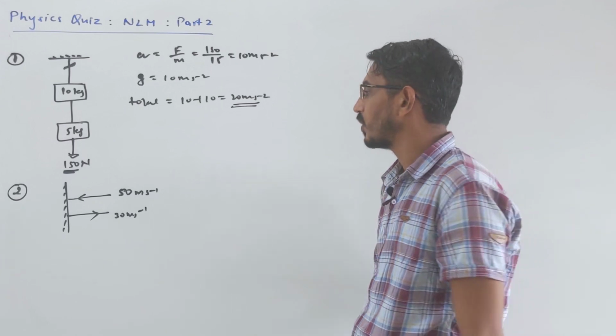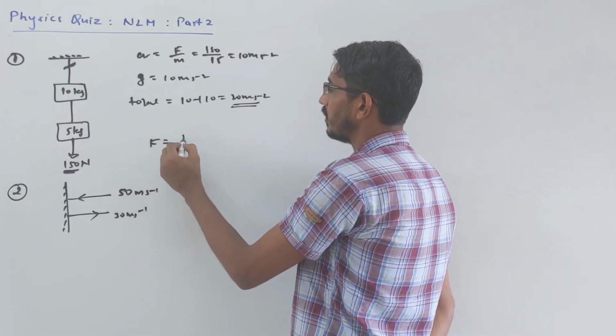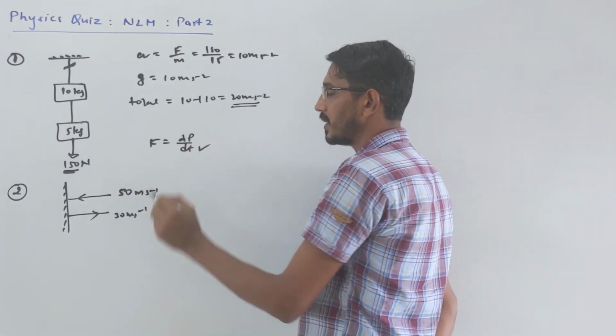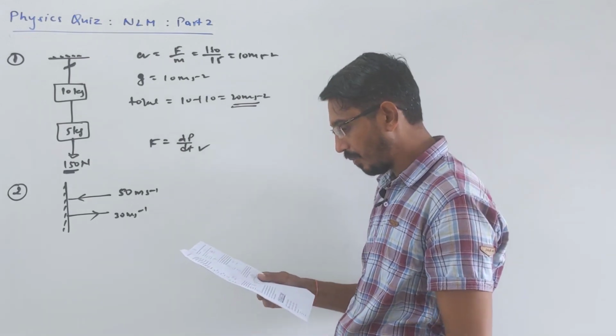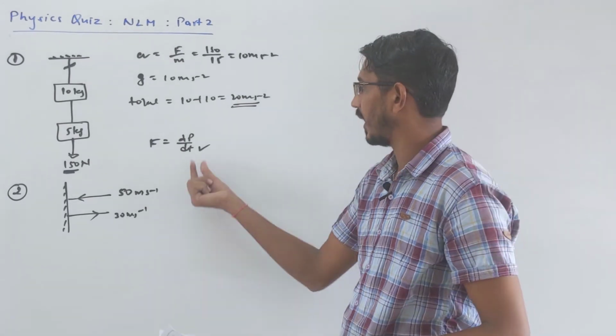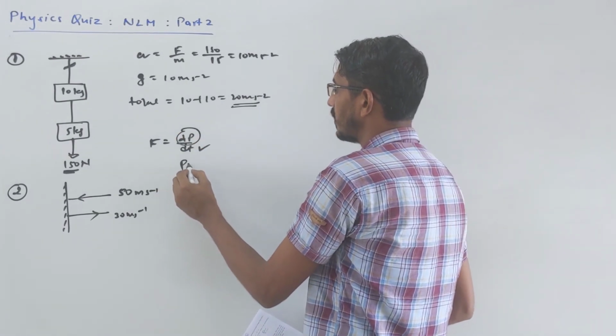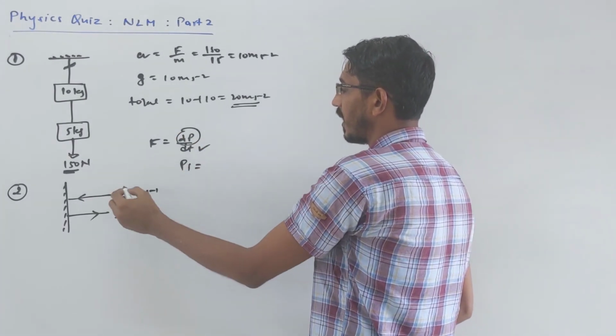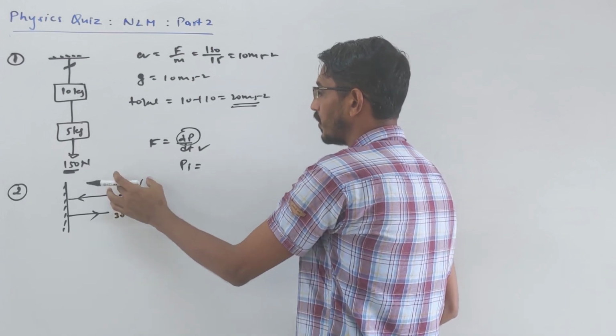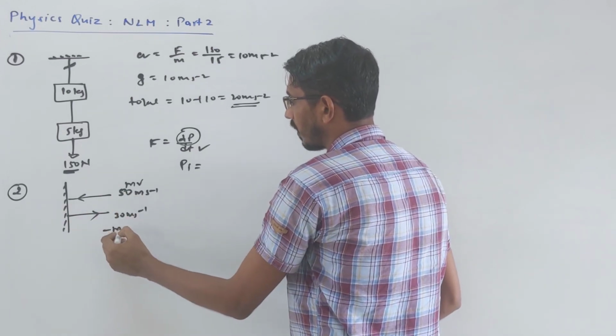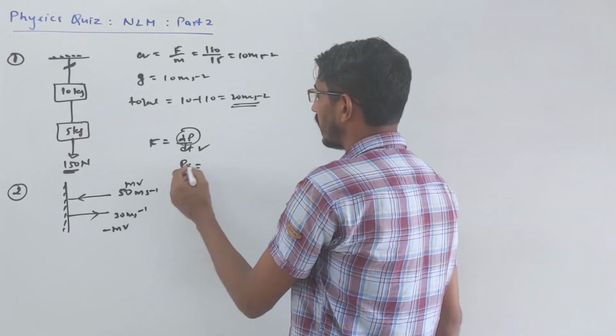What's the force acting? To find force, we have to find the rate of change of momentum, dp by dt. Time is given to us, because they said 200 bullets per second. So time is 1 second. We have to find the change in momentum. Let's find the initial momentum. Initial momentum is mv. You call this positive. This is returning back, so this you have to call minus mv.